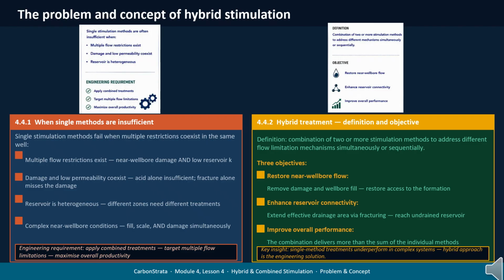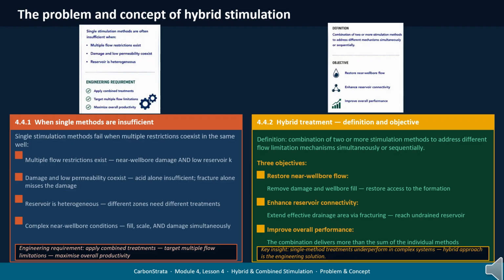The problem here is not complexity. It is overlap. Damage exists. Low permeability exists. And they do not act independently. That is the shift. In the previous lessons, you removed one restriction. Here, removing one leaves the other active.